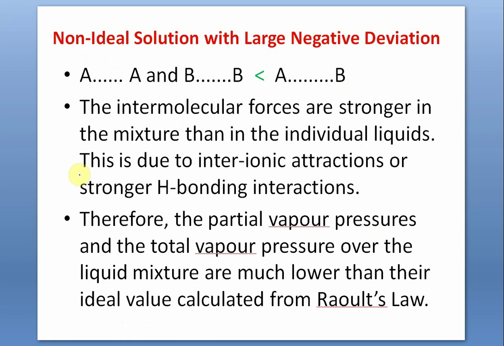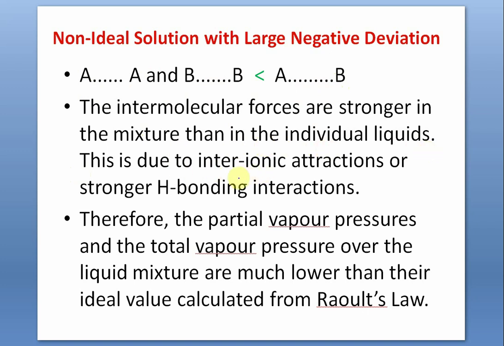That means the real graph, the actual graph, will come below the ideal graph in a very large deviation. Small deviations we can ignore. But a large deviation going below the vapor pressure of the less volatile liquid A becomes very interesting. In that case, the intermolecular forces of the individual liquids are less than when they mix. Their attraction becomes more. The intermolecular forces are stronger in the mixture than in the individual liquids.